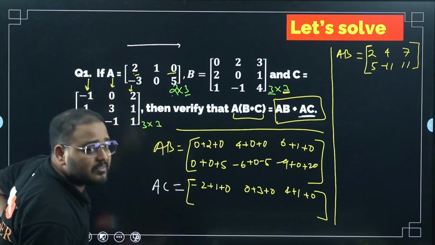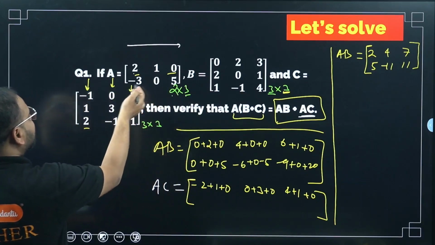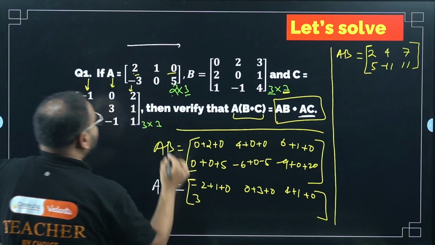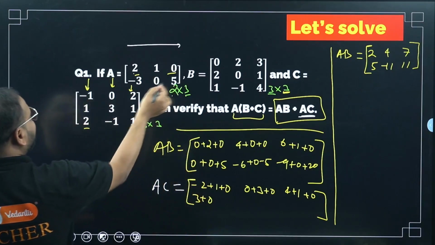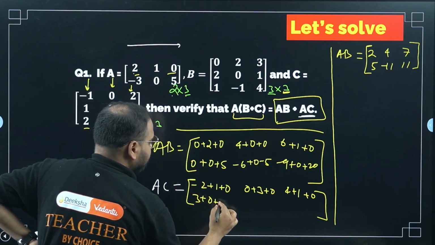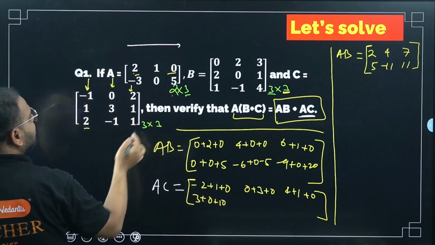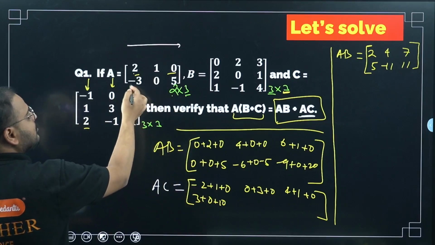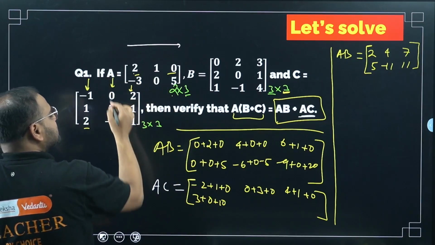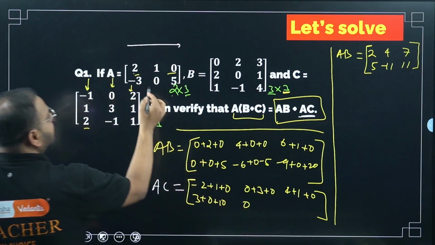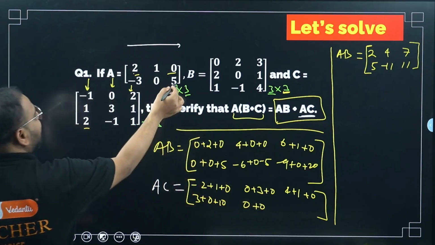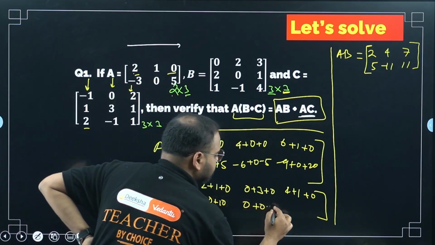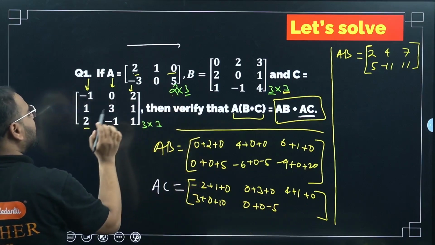Okay, sir. What about next? We'll do the same thing with second row. So minus 3 times of minus 1 will be 3. 0 times of 1 will be 0. And 5 times of 2 will be 10. Correct, right? Next, second row, second column. So minus 3 times of 0 will be 0. 0 times of 3 will be 0. And 5 times of minus 1 will be minus 5.